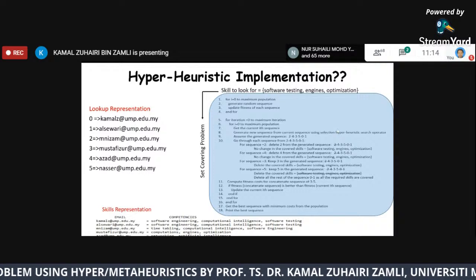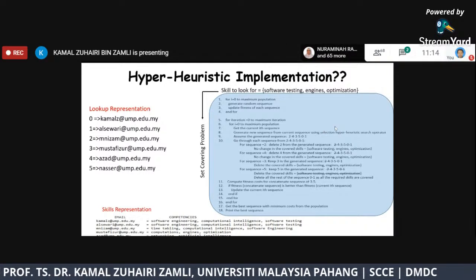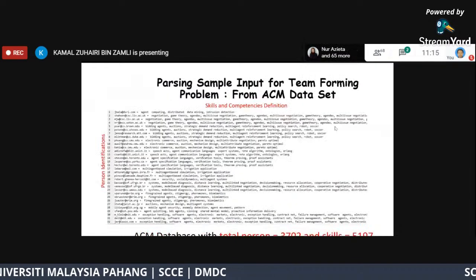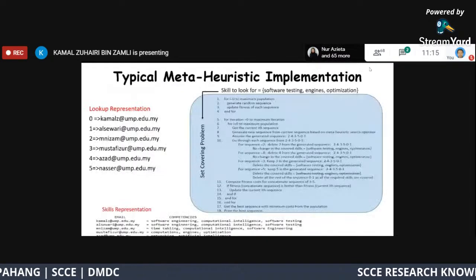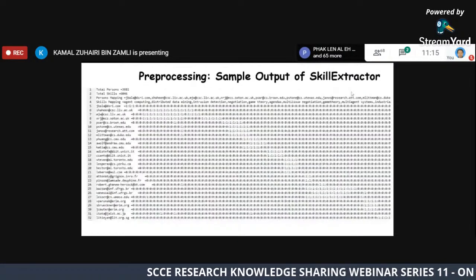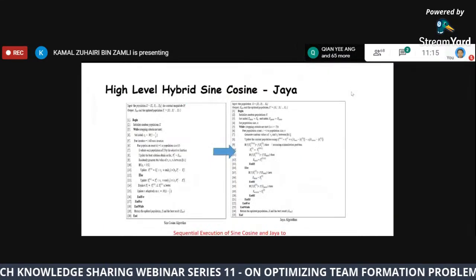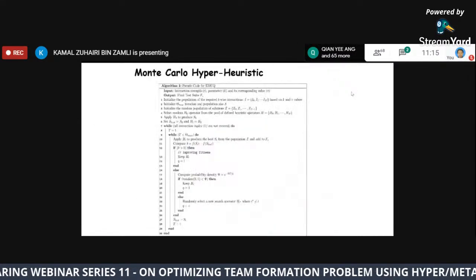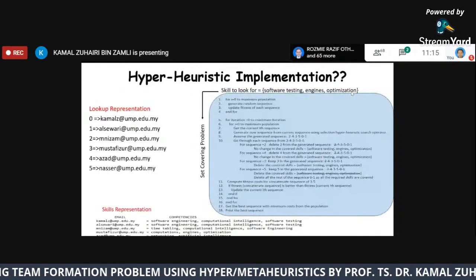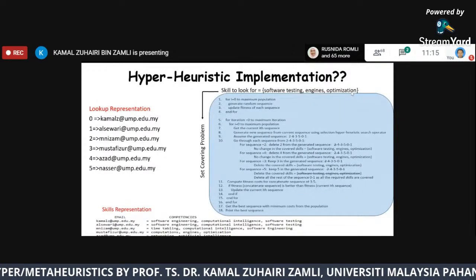If you remember the previous one, I don't have this hyper-heuristic. When we solved this problem before we introduced this, we had the meta-heuristic here. The rest does not change. But with the hyper-heuristic, you control the meta-heuristic that you want to select to find the update of the current sequence. Okay, so this is the hyper-heuristic implementation.